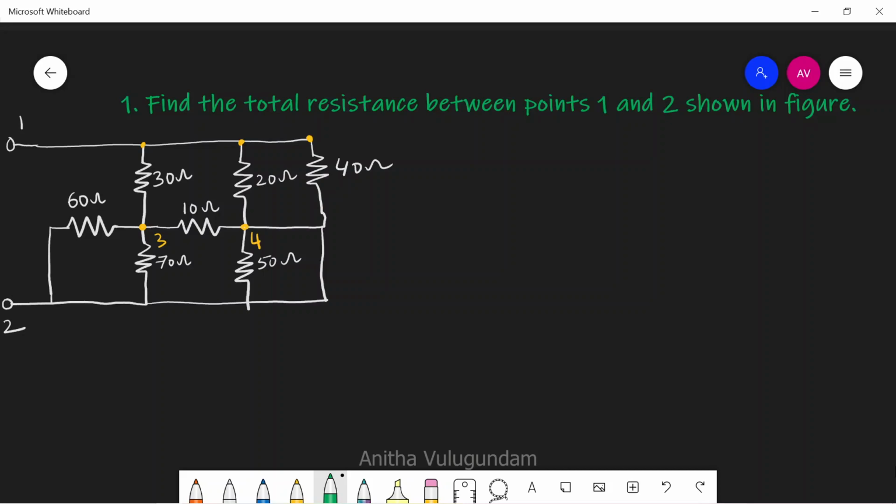In this video, I'll explain two more problems on finding equivalent resistance. Problem number 1. Find the total resistance between points 1 and 2 shown in the figure. While finding equivalent resistance, we always start from the extreme end. From this end we have to start.